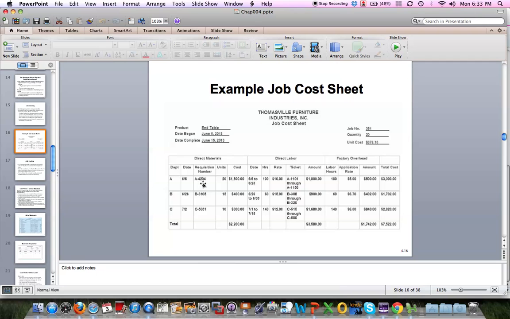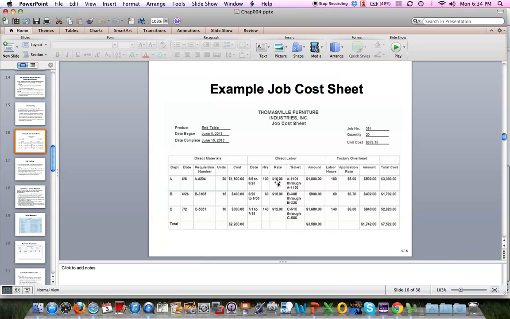You can see that we're using requisition numbers, and we'll take a look at one of those, and that will show us what products or what raw materials or parts were used to manufacture those tables in that department before it moves on to the next department and so on.